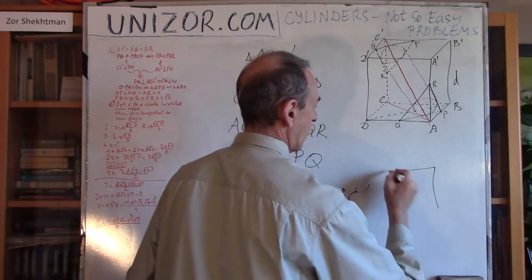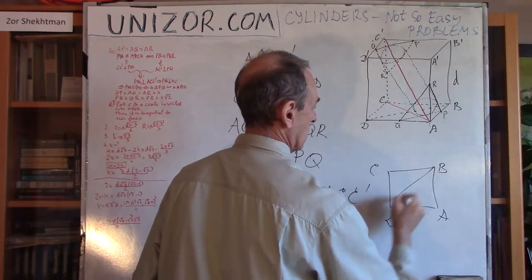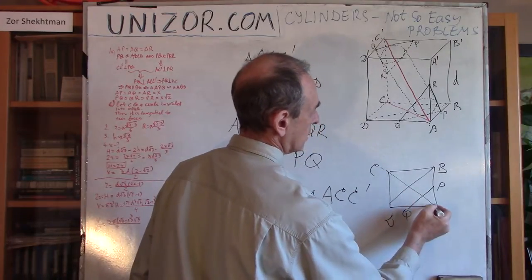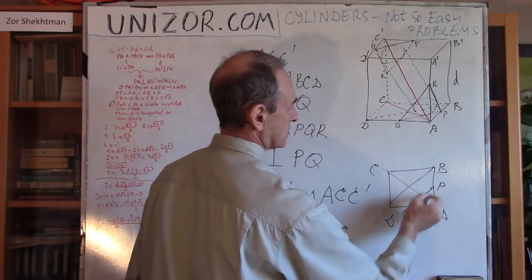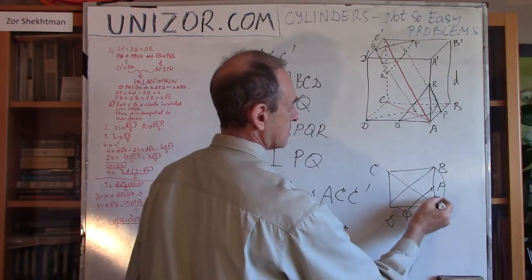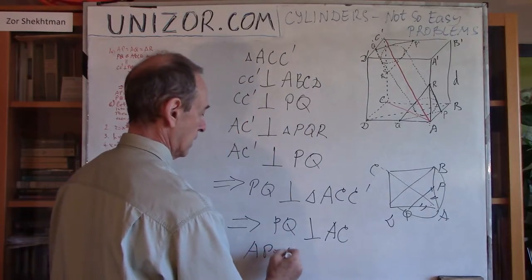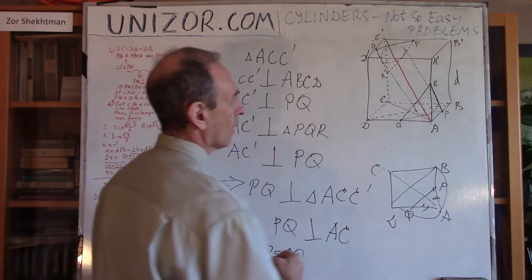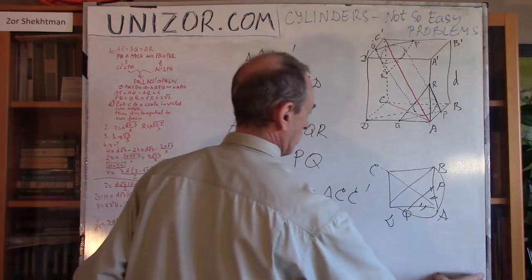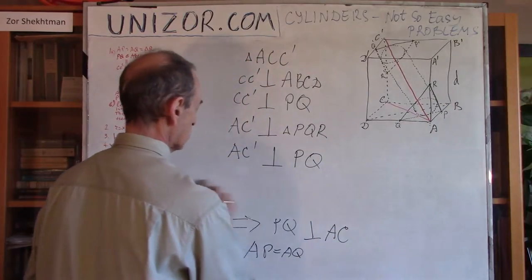And again, within the square ABCD, if PQ is perpendicular to AC, it's parallel to BD, so these triangles are similar. Now these are equal, which means these are equal as well. So AP is equal to AQ. So we have two of these three segments equal to each other.